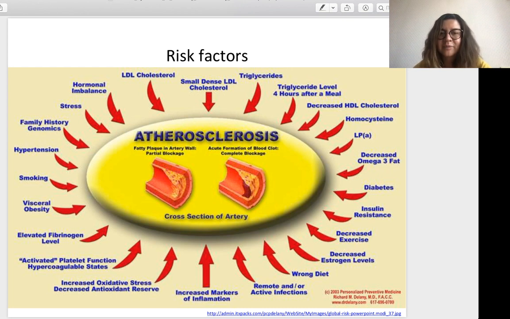It is a protein for abnormal metabolism of folic acids. It is lipoproteins in general, decreased omega, diabetes, insulin resistance, decreased exercise, decreased estrogen levels. It is abnormal, wrong diet. It is remote or active infections, increased markers of inflammation, increased oxidative stress, and decreased antioxidant reserve. It is activated platelet function, hypercoagulable states. It is elevated fibrinogen level. It can be visceral obesity, smoking, hypertension, family history, genomics, stress, hormonal imbalance.